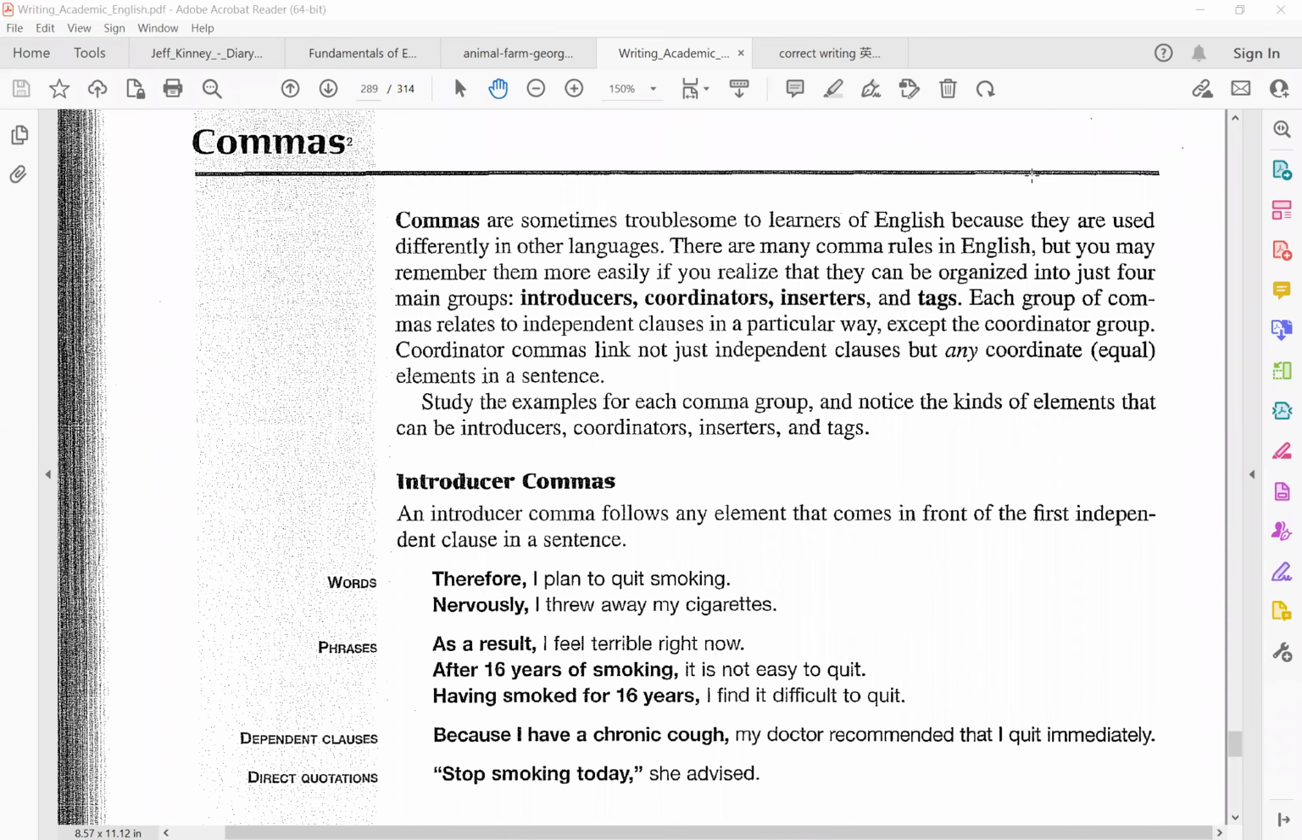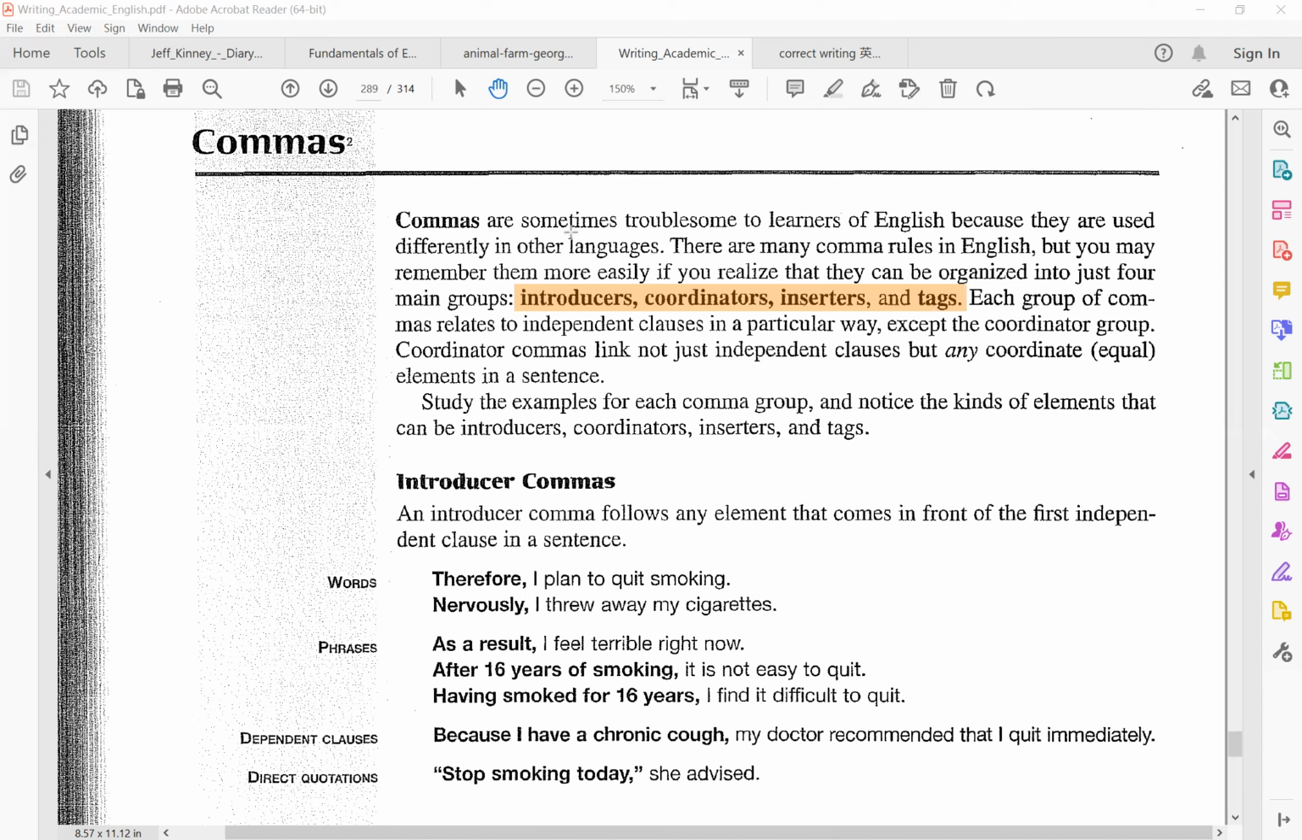Okay, so today is our first lesson on 4 types of commas. In English, we have the following 4 types: introducers, coordinators, inserters, and tags. So in the following few lessons, we will take a look at each different type of comma and practice the sentences. All right, so let's start with introducer comma.